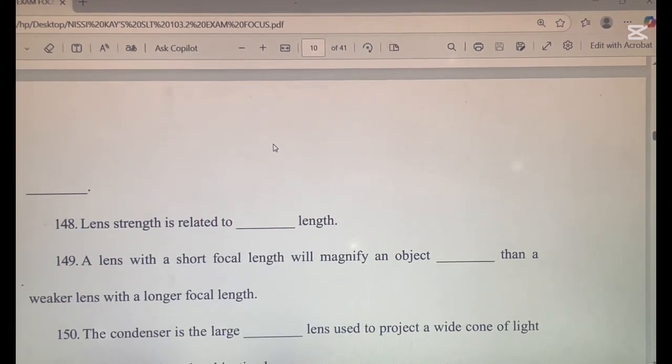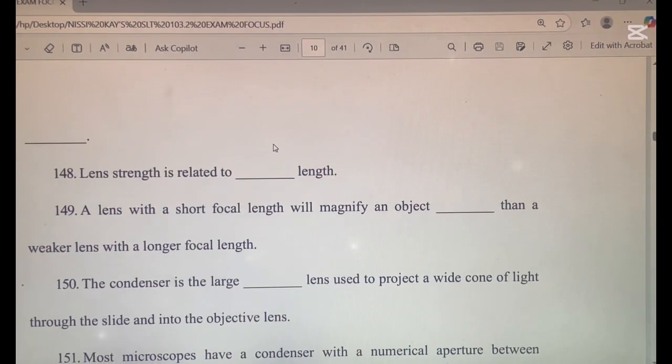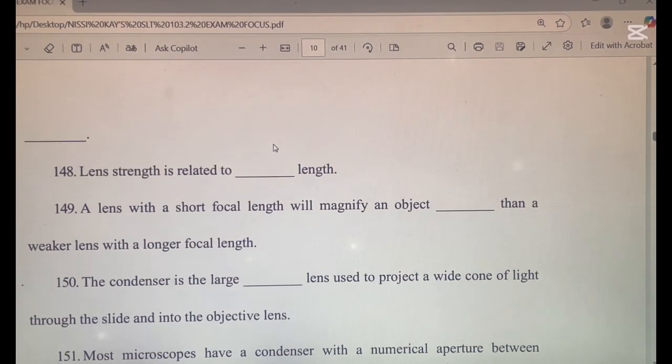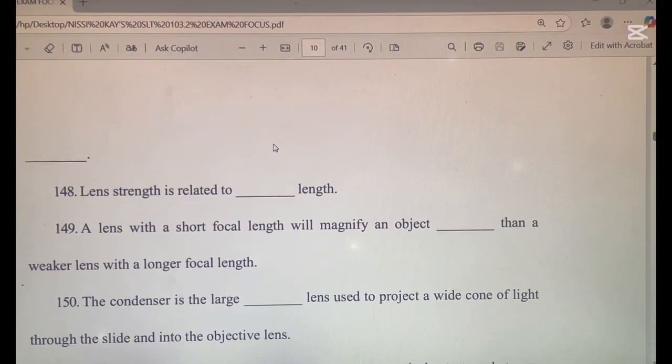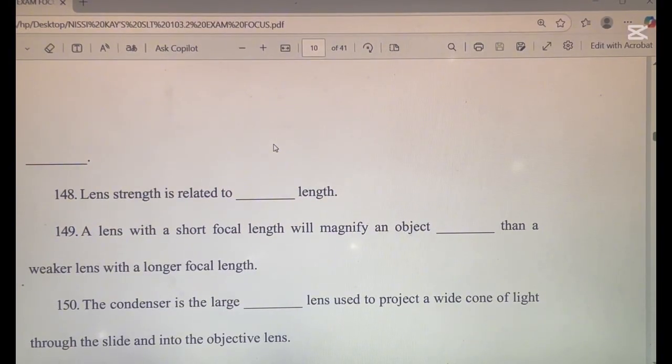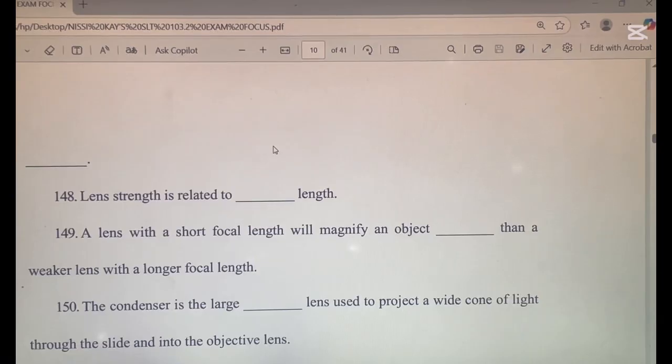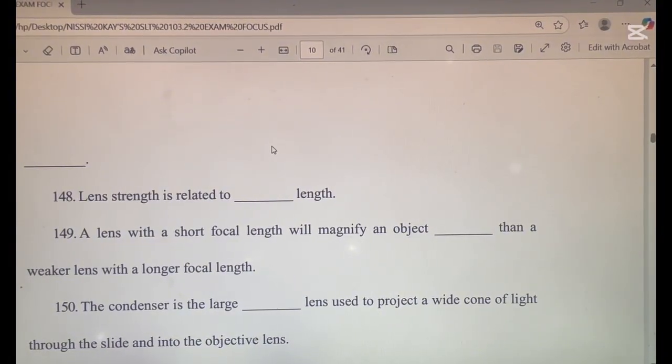148. Lens strength is related to focal length. 149. The lens with a short focal length will magnify an object more than a weaker lens with a longer focal length. 150. The condenser is the large light gathering lens used to project a wide cone of light through the slide and into the objective lens. So this is question 150.